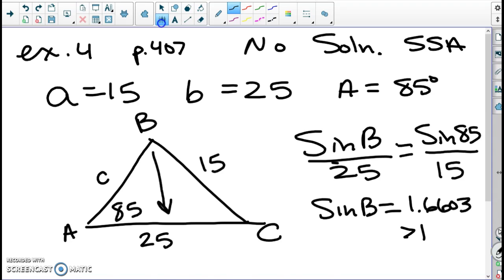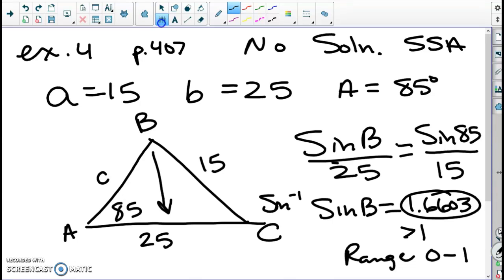Now if you think about the range of the sine, the range goes from 0 to 1, and since this value is larger than that, we know that we have the ambiguous case, and there is no triangle for which this situation would be appropriate. So you could take inverse sine, just to prove it to yourself, and see that your calculator would actually give you an error.